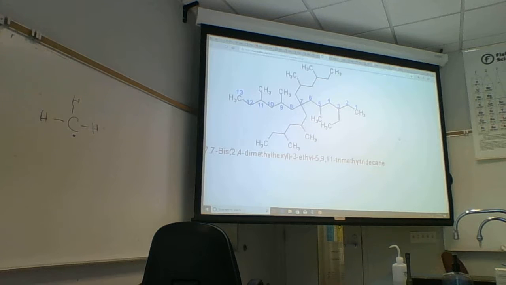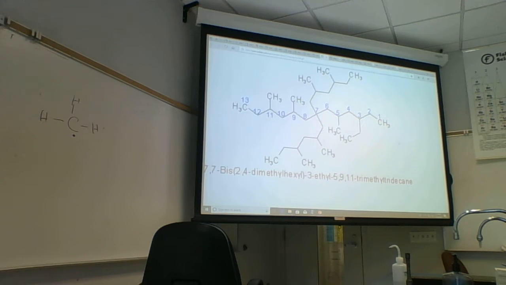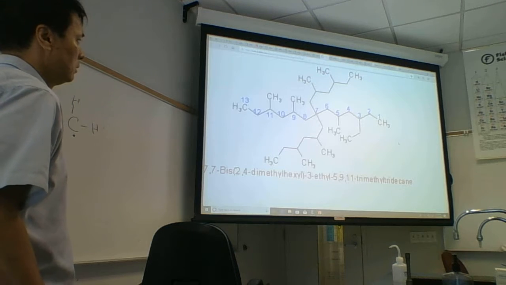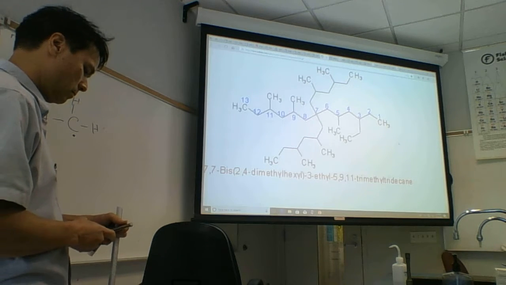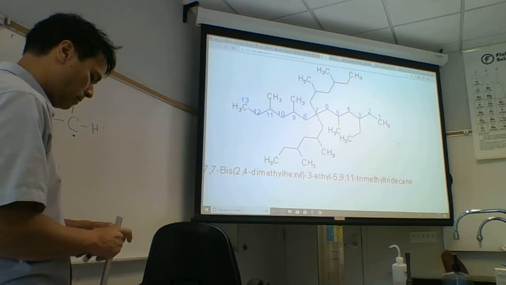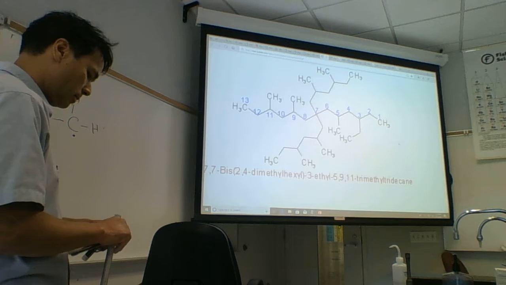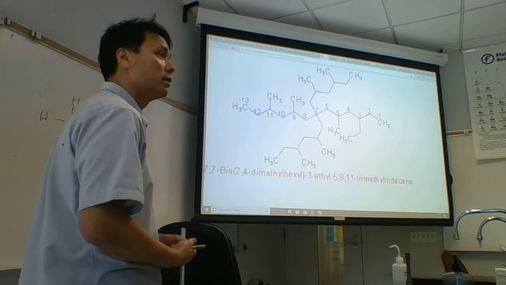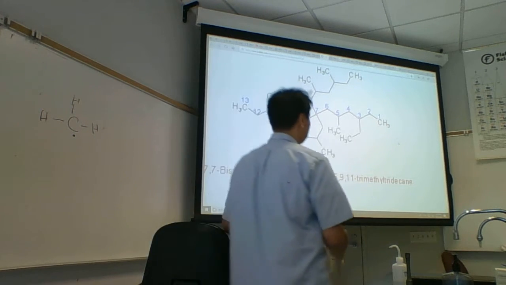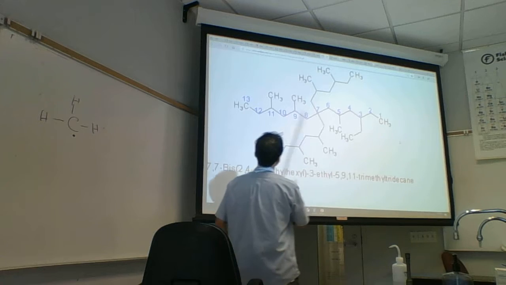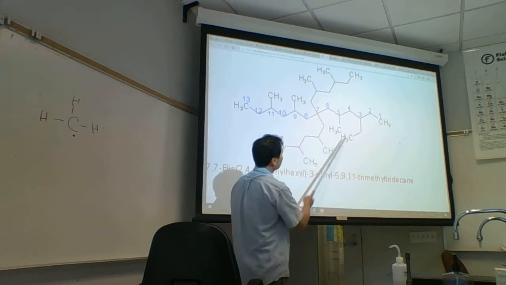How about this molecule? What's the longest chain that you see here? The longest chain is 13 carbons. 13 carbons is what? It's not one that you have to memorize, but can you see what it is? What are they calling it? They're calling it tridecane. Tridecane. So 1, 2, 13 carbons. And then look at what's on carbon number 3.